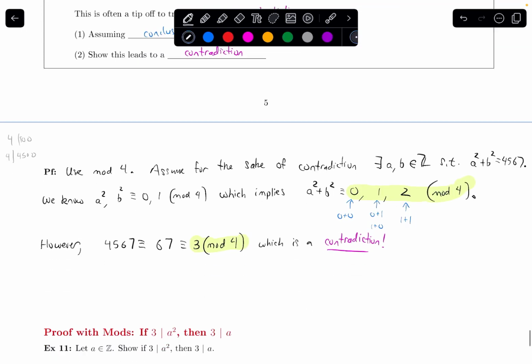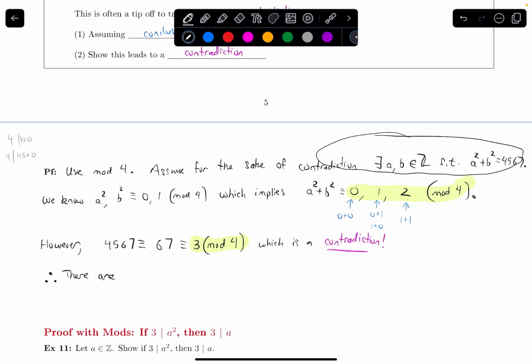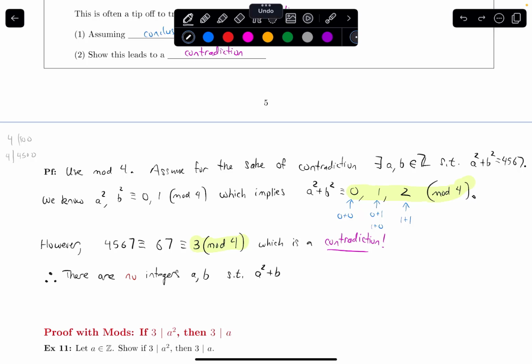So therefore, remember my symbol for therefore is these 3 dots. Therefore, what did I start off by assuming? I assumed that there are integers that satisfy this equation. That means there are no integers a and b such that a squared plus b squared equals 4,567. And that completes my proof.